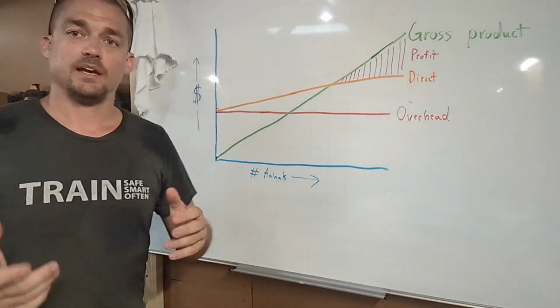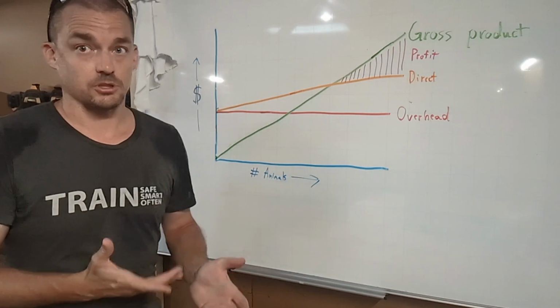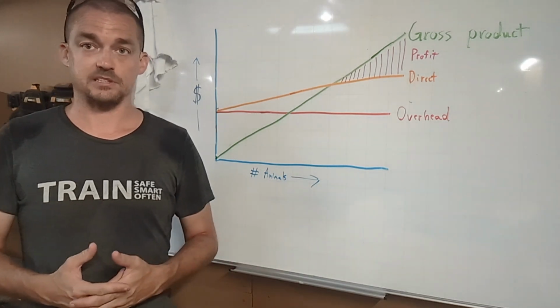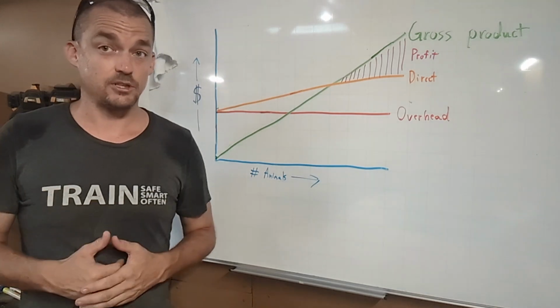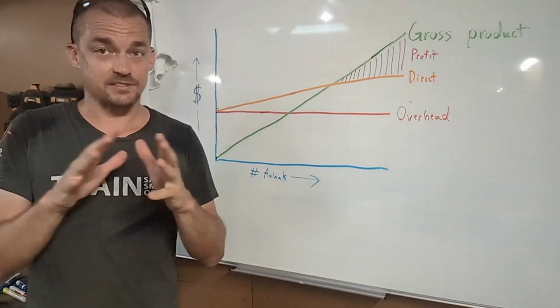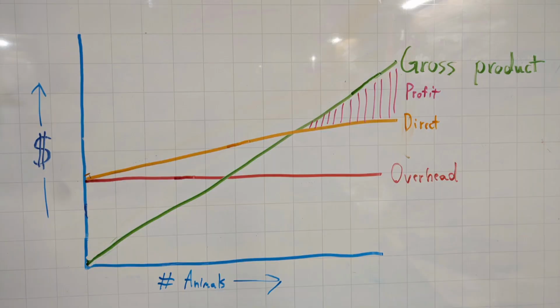And this chart is the reason. This chart's a really good chart. It's a really good data visualization. If you've never seen this chart before, or maybe you've seen it, but you don't understand it, this video is for you. And if you don't learn anything else before trying to get into animal agriculture for profit, learn this chart. Learn and understand this chart.